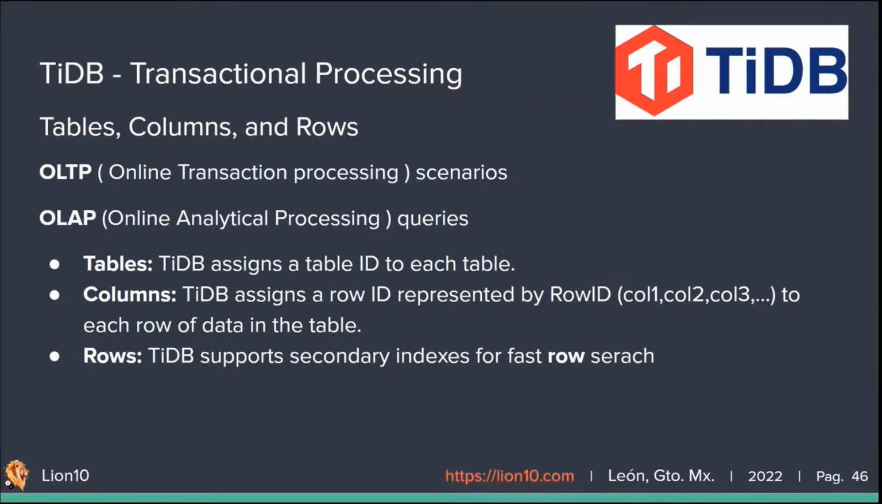Columns. TiDB assigns a row ID to each row of data in the table, for example column 1, column 2, column 3, etc. The row ID is also an integer, unique within the table. For the row ID, TiDB has made a small optimization. If a table has an integer type primary key, TiDB uses the value of this primary key as its row ID. So basically here we're just saying that the column is represented by an ID.